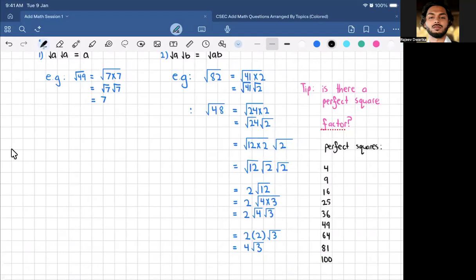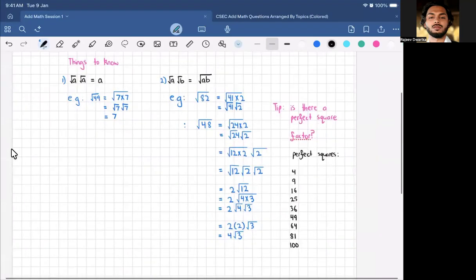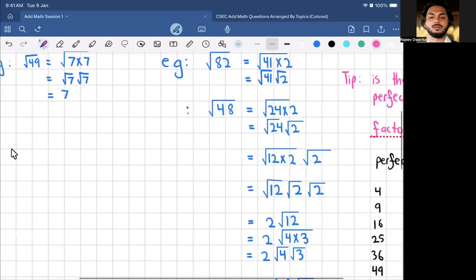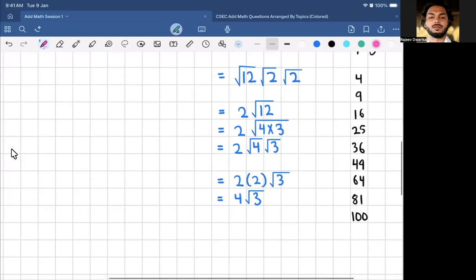So, Sheena, let's look at the easier approach for this question. This is correct, but this is pressure. I'm going to show you the easier way to do it.